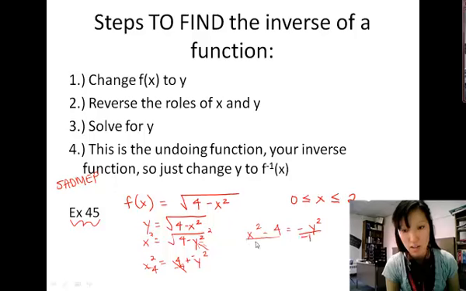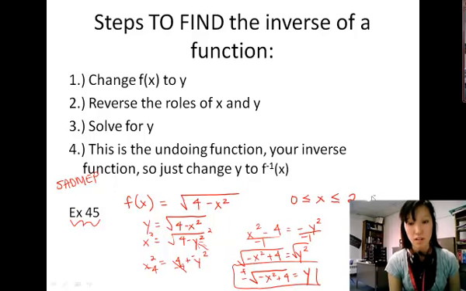I'm going to divide by negative 1. So now I'm going to get negative x squared plus 4 equals y squared. And then finally I'm going to square root. So plus or minus the square root of negative x squared plus 4 equals y.